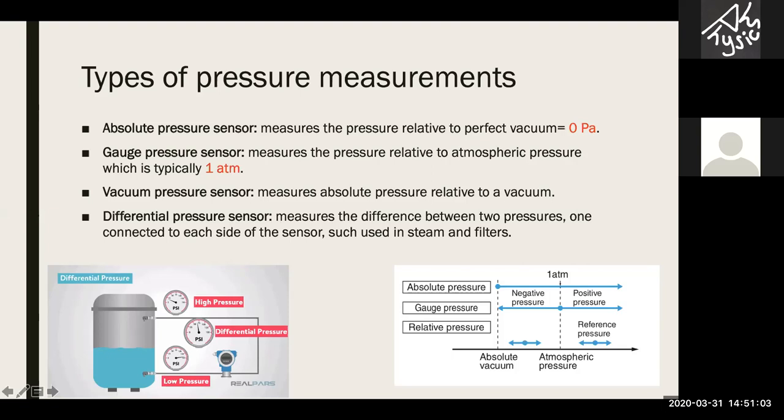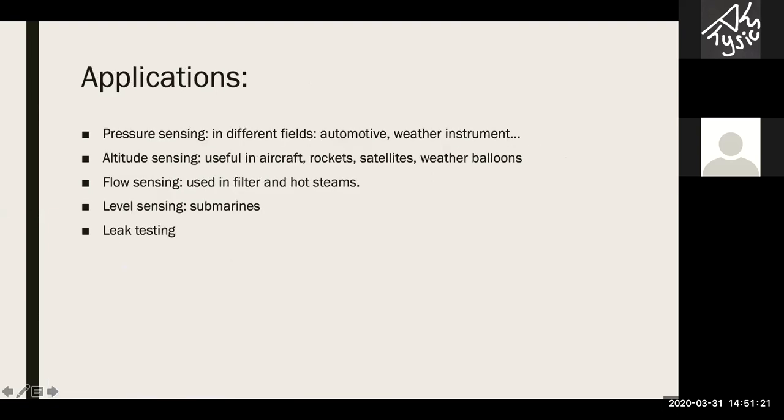As we can see in the right figure, you can see how we label the absolute pressure, the gauge pressure, and the relative pressure. You could see when they are positive and when they are negative. And that's really important to differentiate between each one.